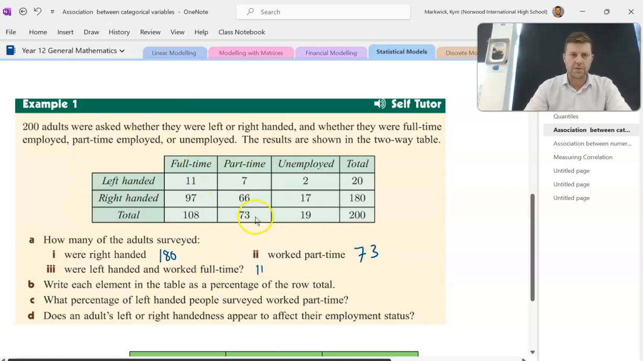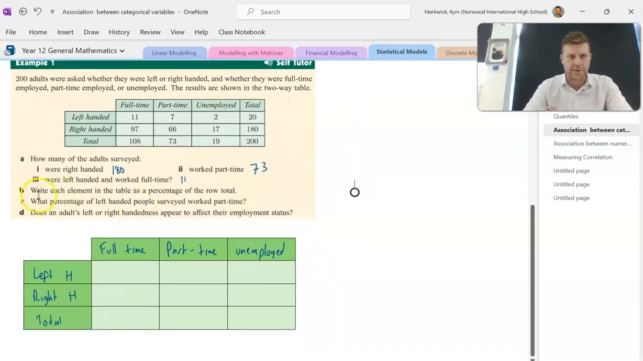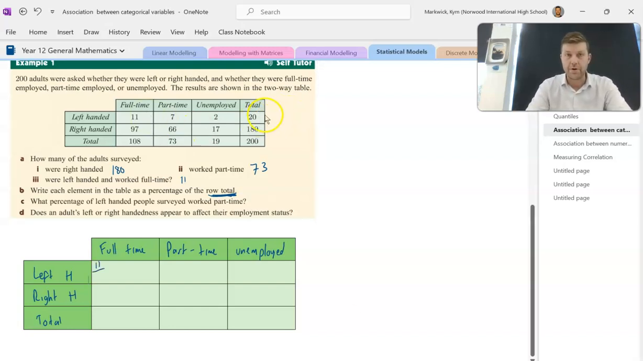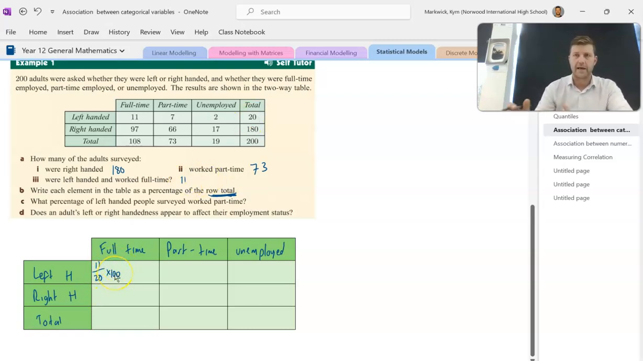Now what we're going to do is convert that raw data into percentages. I've set up a two-way table just below for that data. It's important here to read the question. It says, write the element in the table as a percentage of the row total. So I'm looking at the row total here of 20 left-handers and 180 right-handers. To work out the percentage of left-handers that were in full-time employment, I would take the frequency of 11, divide that by the row total, which is 20, and multiply that by 100. Percent means per 100, obviously, to give me a percentage of 55%.